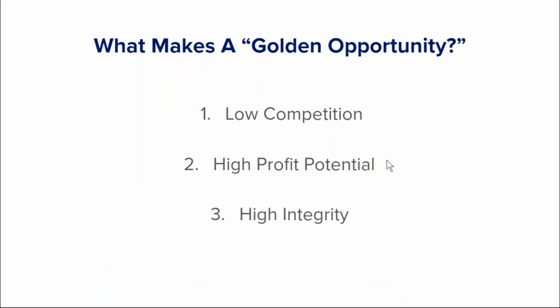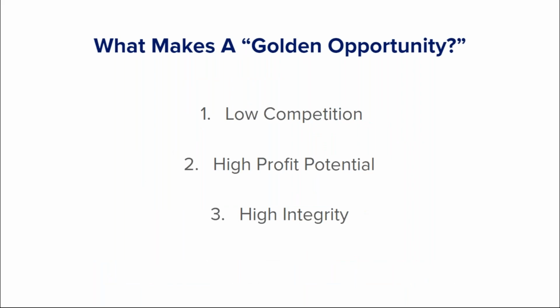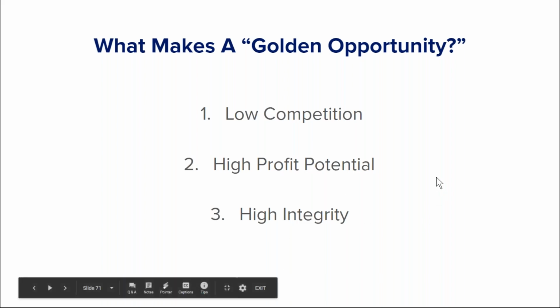So a golden opportunity, we like to call them Hogos, by the way. Sounds really dodgy, I know. Between Game of Thrones and maybe some other really random TV show. But a Hogo is a golden opportunity ultimately, right? And there's three things that go into the special criteria. So the criteria is as follows. You've got low competition, high profit potential, and high integrity, which I shouldn't need to talk about too much, right?